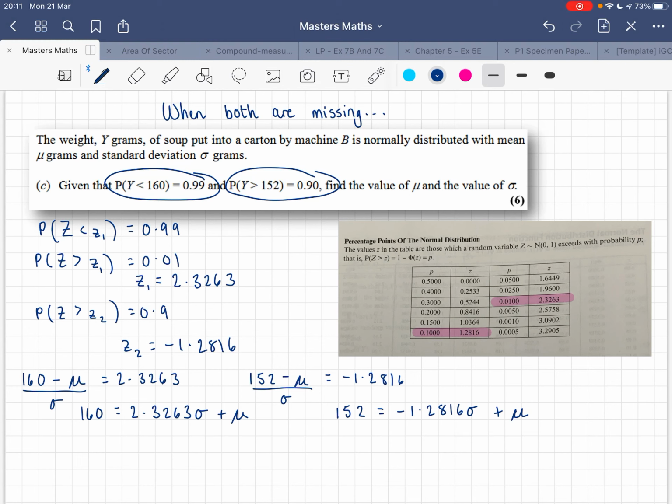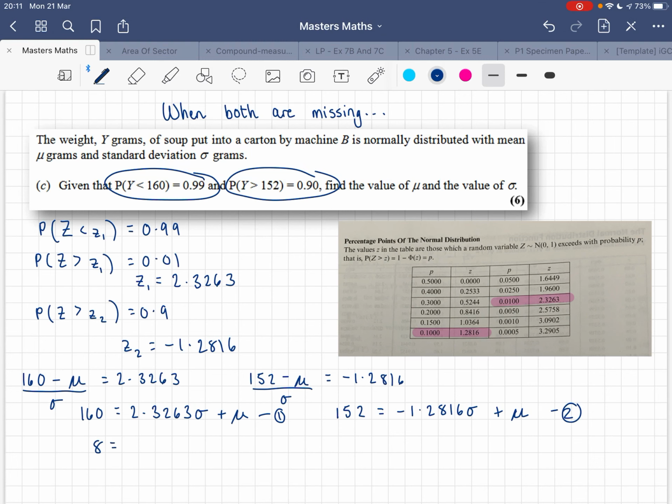They're linear equations, so you want to either add them together or subtract them. We have the same value of mu in each one. We've got 1 mu in each. So I'm just going to subtract these equations from each other. If I call this 1 and this 2, I'm going to do 1 minus 2. So 160 minus 152. Usually I would set these out one on top of the other, but I'm running out of space. So 160 minus 152 gives me 8.